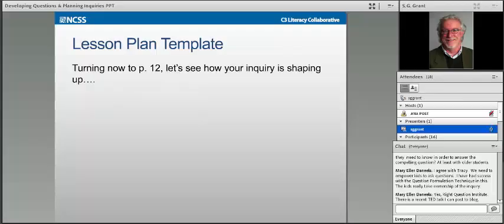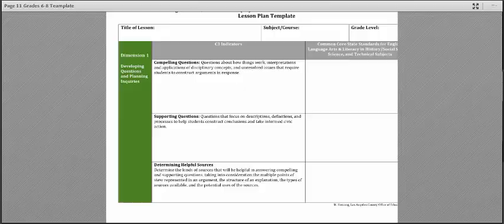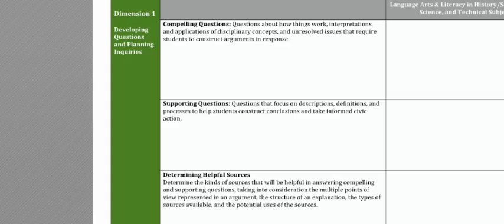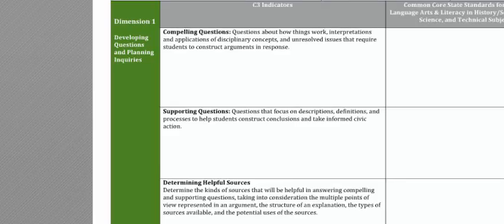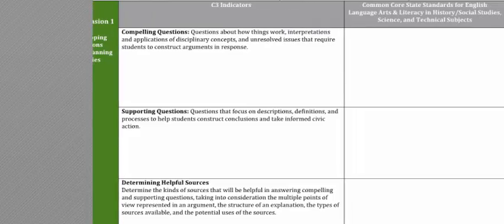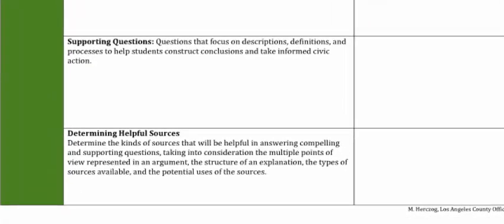So if you now turn to page 12, and I think Anna's going to put that slide up as well, this is where you can start to see how you can start crafting the components of an inquiry. Here in Dimension 1, first box, questions about how things work, interpretations and applications of concepts, all of those sorts of things that underlie a compelling question. So if you and your colleagues were to start putting ideas in about the language for your compelling questions, you have a box for supporting questions, and then there's a really helpful box underneath that, the one entitled Determining Helpful Sources.